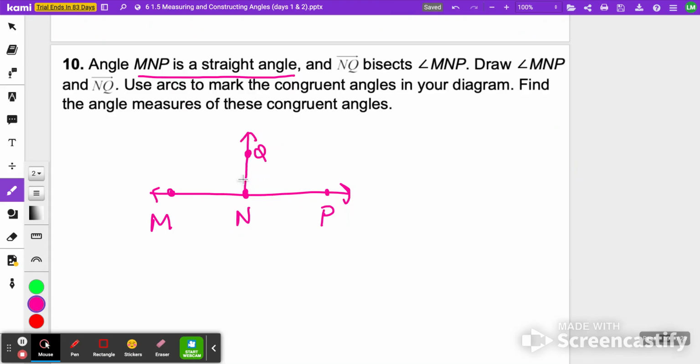So that means they both have to be equal to the same thing, and since this is a 180 degree angle and it's directly bisecting, I'm going to make both of these a 90 degree angle. Okay, and that's really all you had to do for number 10.